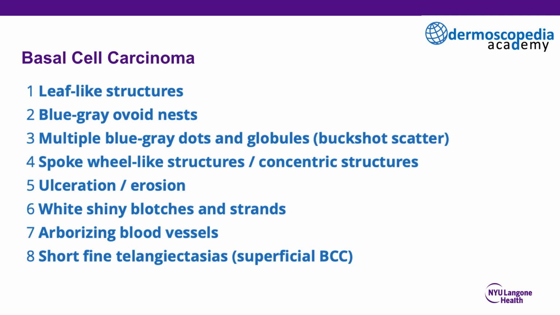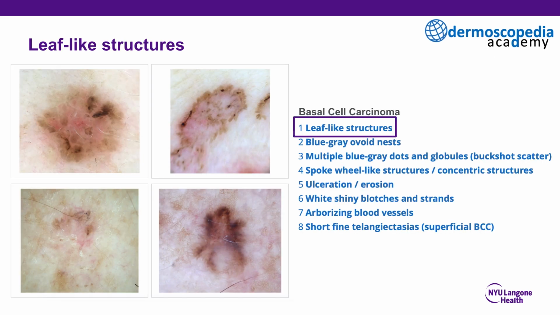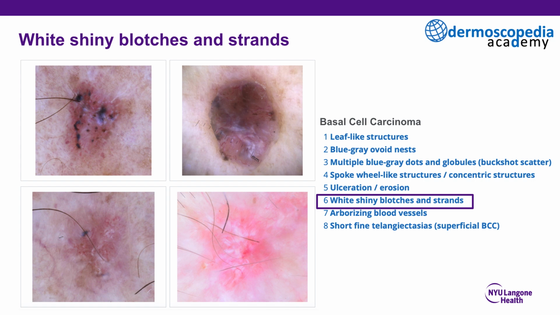We're going to move on and switch gears to basal cell carcinoma. Here's a list of 8 features that were found to be the important features to know for basal cell carcinoma. In these images, you can see the leaf-like structures, which is a classic finding in basal cell carcinomas. In BCCs, you can also have white shiny blotches and strands. In contrast to melanoma, where we had the white shiny lines at perpendicular angles to one another, in BCCs, these white shiny areas are more blotchy areas and then some wispy lines.